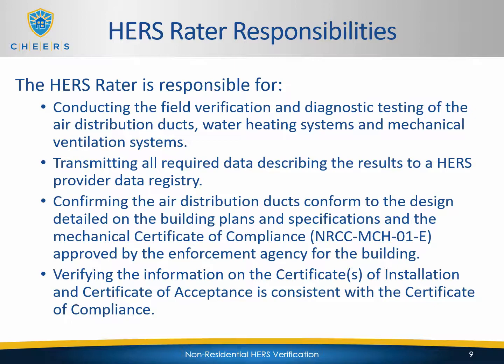You also verify the information on the certificate of installation and certificate of acceptance, and that it is consistent with the certificate of compliance. So we have different sets of forms on the non-residential side versus the residential side. On the residential side, we have the CF1R, CF2R, and CF3R, which is our certificate of compliance, installation, and verification. Now we have similar forms, but they're named a little bit differently on the non-residential side. So we still have certificates of installation, compliance, and verification, but we also have a certificate of acceptance.